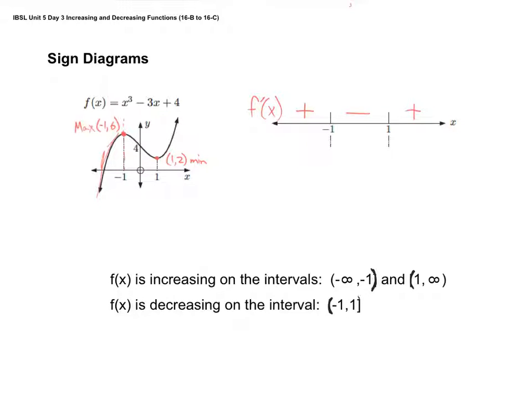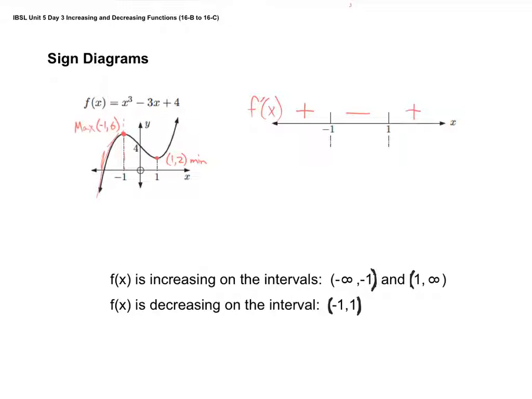Honestly though, IB does not make a huge difference of this, but if you go on to AP, they do. And IB is not always consistent. I've seen some mark schemes where they take off for it, and some mark schemes where they don't. So, unfortunately, it's a little inconsistent. So let's just do it properly all the time.